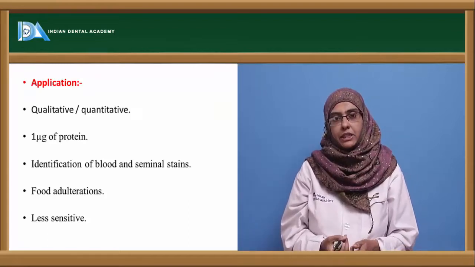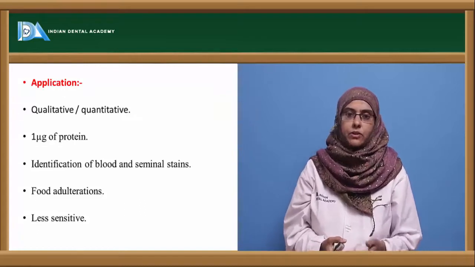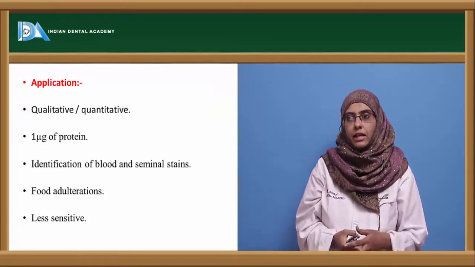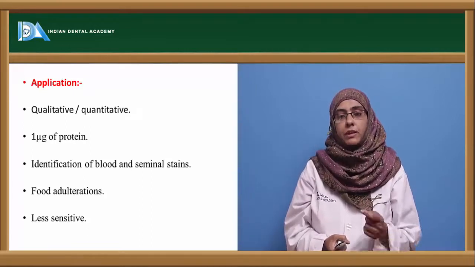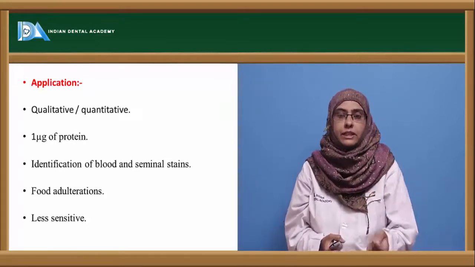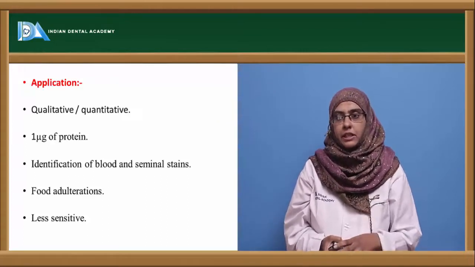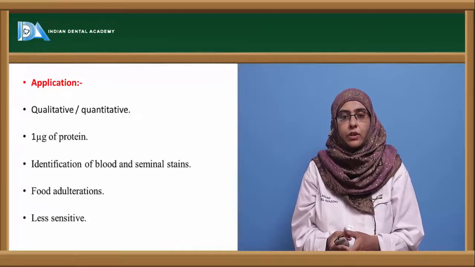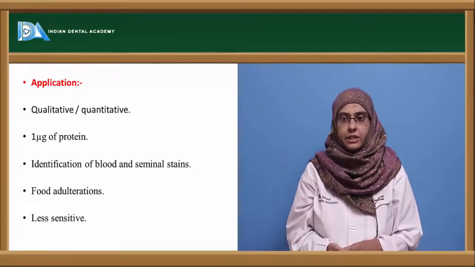This precipitation reaction helps us to do qualitative and quantitative tests to identify either the antigen or the antibody, and with the test we can even identify 1 microgram of the protein, the test antigen or the antibody, in this precipitation reaction. That is, a very minute quantity of either the antigen or antibody can be estimated with the help of the precipitation test.